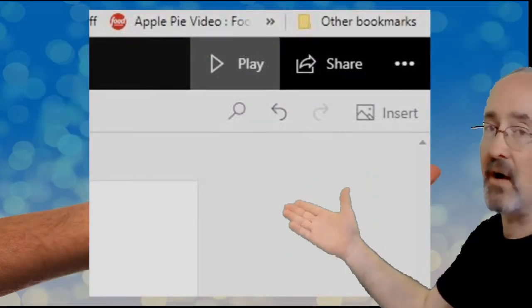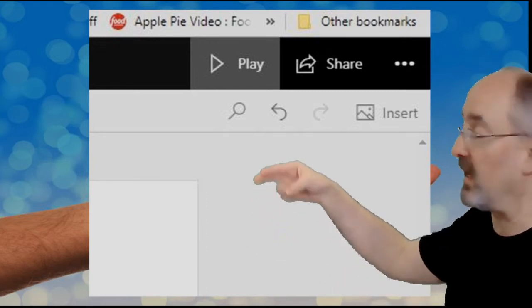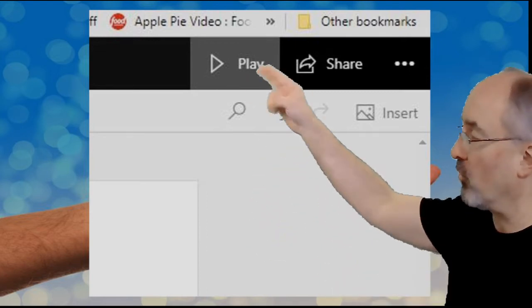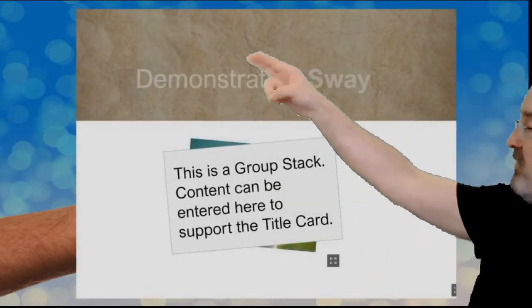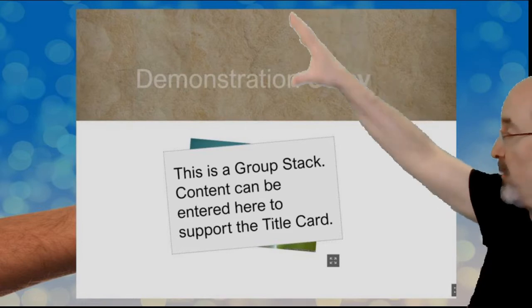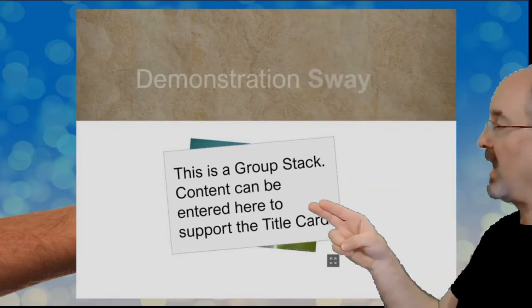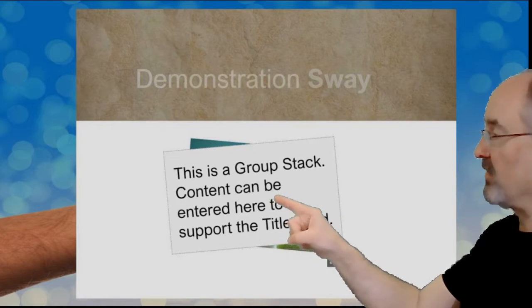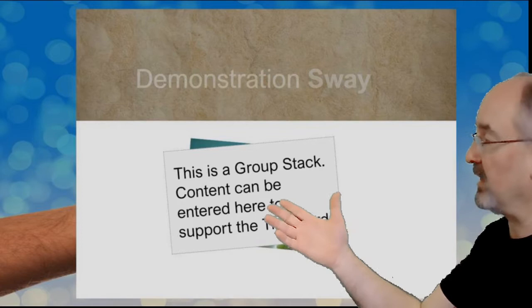To be able to see how your Sway presentation is looking as you're working on it, you just go in the upper right-hand corner, and you click on play. And here it is. There's that title we were talking about with the background that I selected. Here's my stack right here. And with that stack, you'll see there's the first one. And this is what I had typed in on the screen.